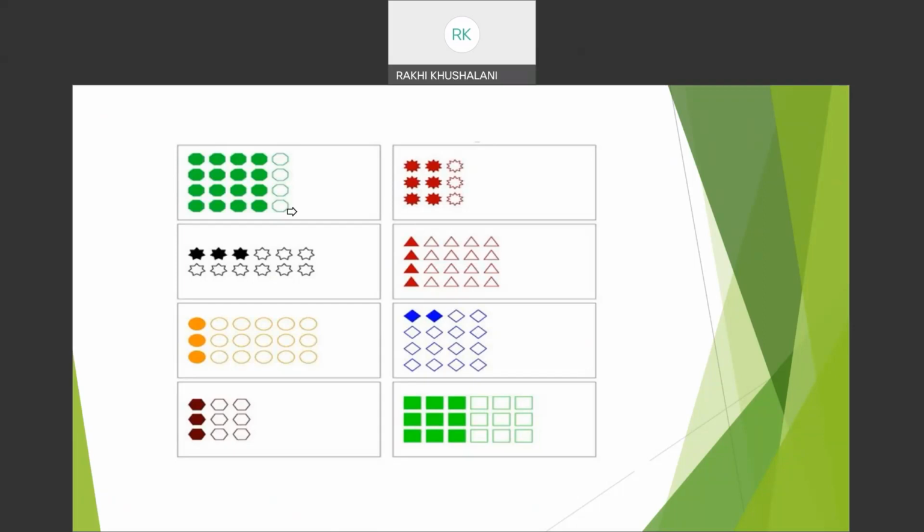Let's look at the next one, that is the star one here. There are 3 arrays, or there are 3 groups, each having 3. So basically 9 stars are there, out of which 2 groups are red and 1 group is white, and each group consists of 3 stars.